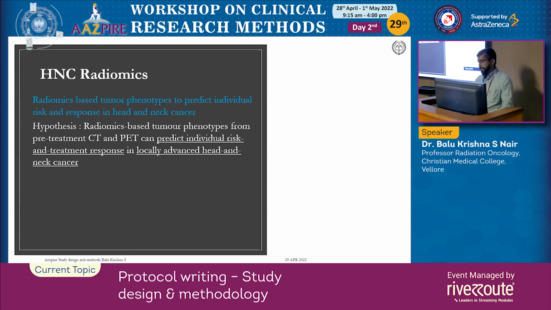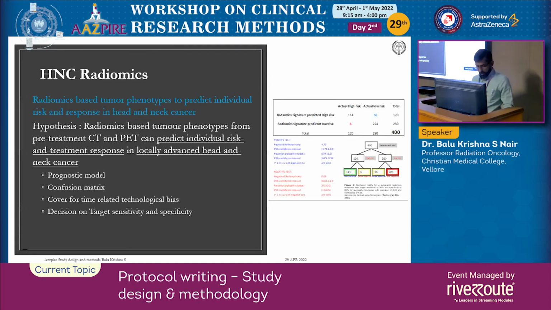The other one is the diagnostic study, where we are developing an AI-related prediction model in head and neck cancer. Here again, when I decided on the confusion matrix, what is the power of the prediction model that you want?